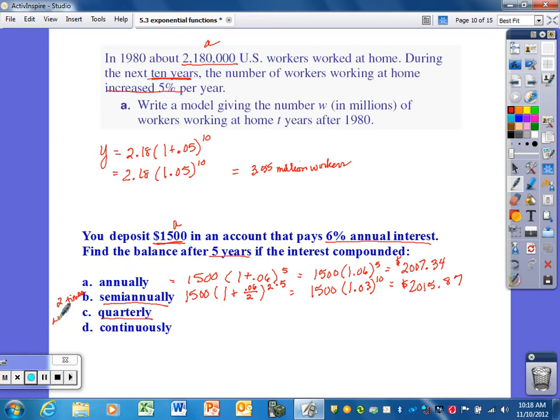Quarterly means 4 times a year. So again, 1,500, 1 plus 0.06, 4 times a year, so I get that rate 4 times, but 4 times as often. So this gives me 1,500 times 1 plus 0.06 divided by 4, which is 0.015, raised to the 20th.